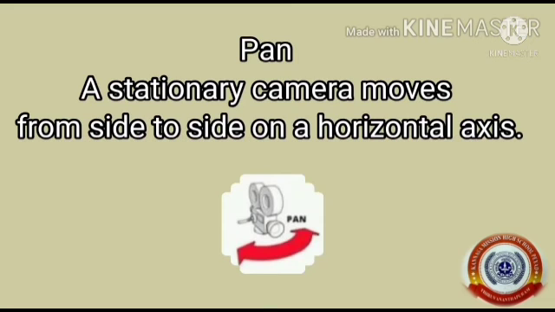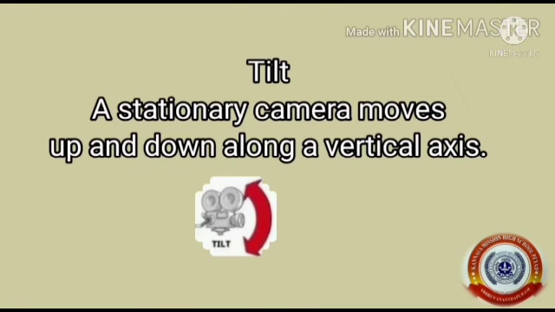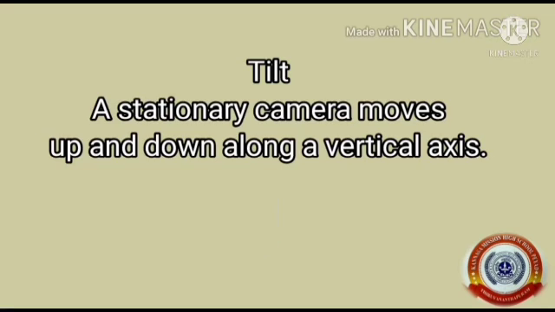Next it is about the movements of the camera. First one, pan. A stationary camera moves from side to side on a horizontal axis. Tilt means a camera moves up and down along a vertical axis.